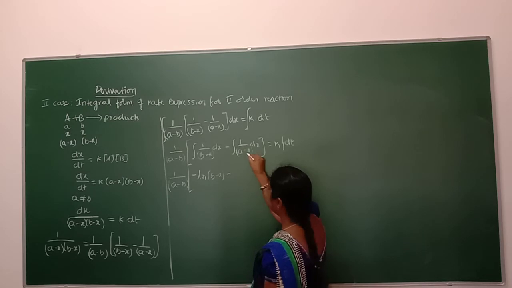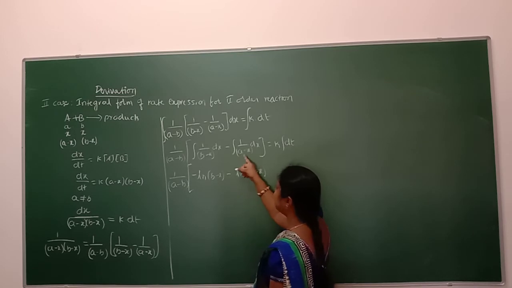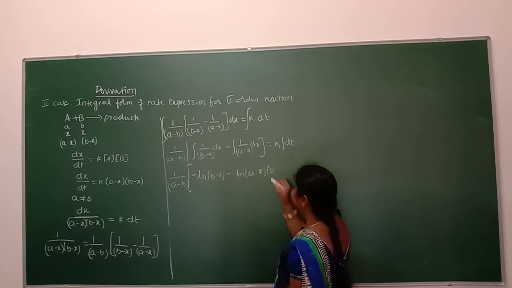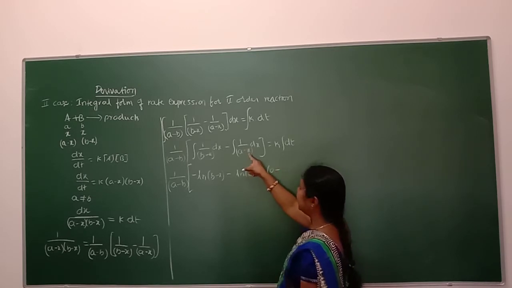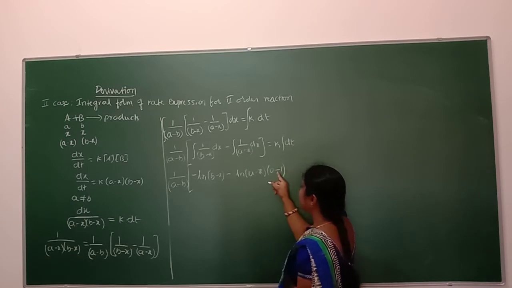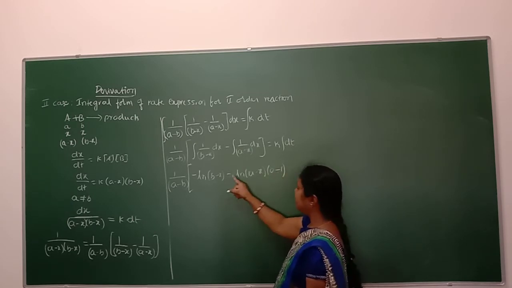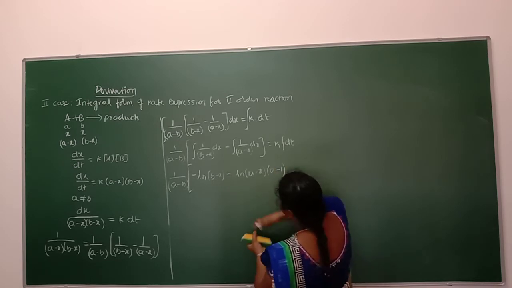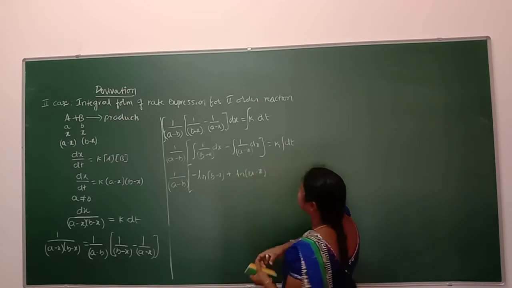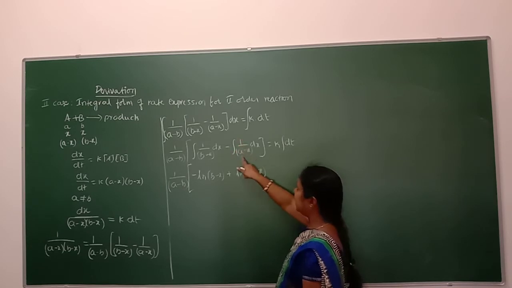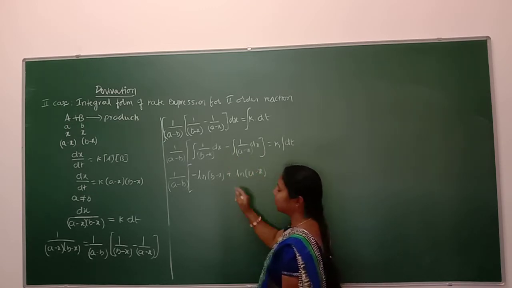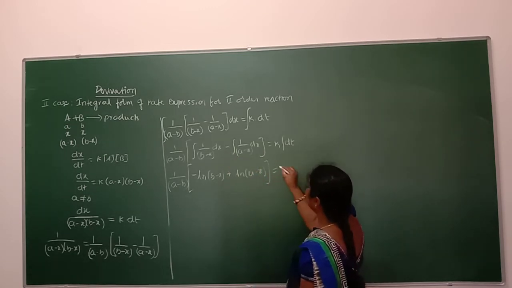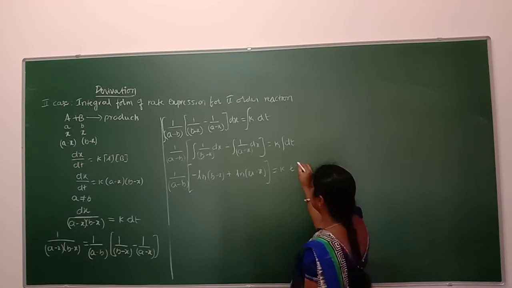So integration of 1 by x with respect to x is ln x. For ln (a minus x), differentiation of a is 0 since it is a constant, and minus differentiation of x with respect to x is 1. We multiply this negative sign with that one, so it becomes positive, and we can remove it. So integration of 1 by (a minus x) can be taken as minus ln (a minus x); that minus and this minus become positive, which is equal to k, and integration of dt is t.